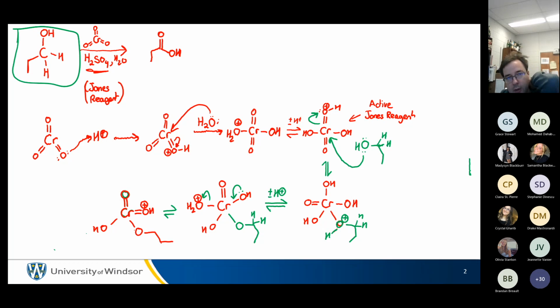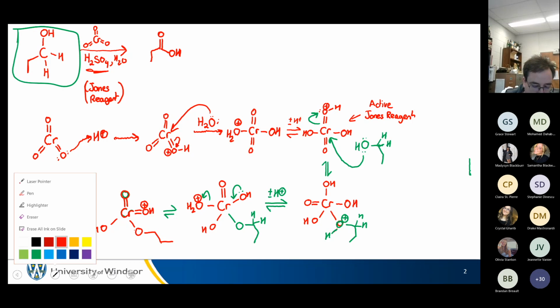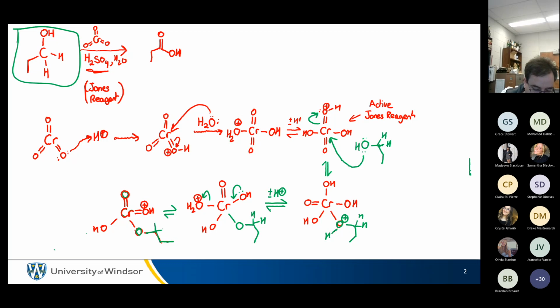Now, this is where things get a little bit odd. What happens here is we're about to do the oxidation step. And that's because these two hydrogens have just become very, very acidic. Why? Because on the atom next to it, you've got a really good leaving group. You've got chromium as a leaving group.